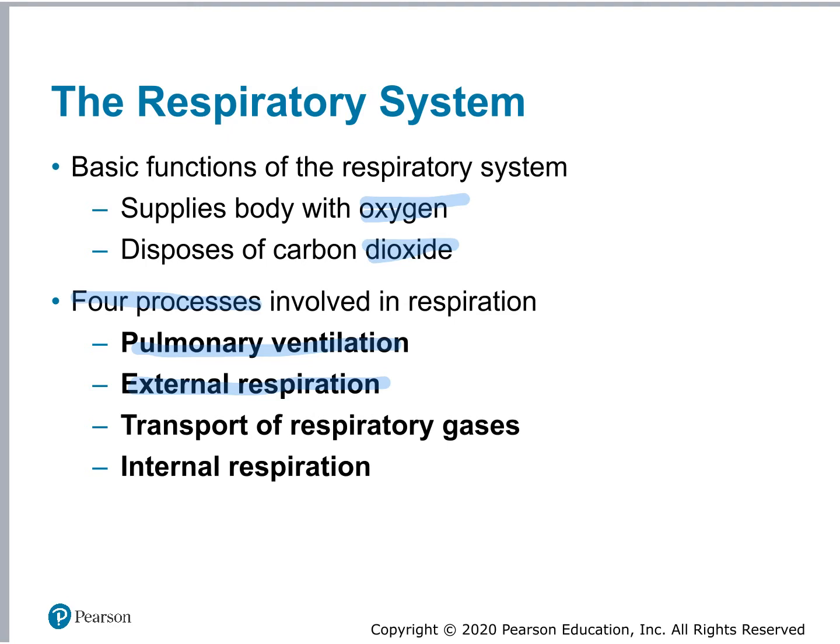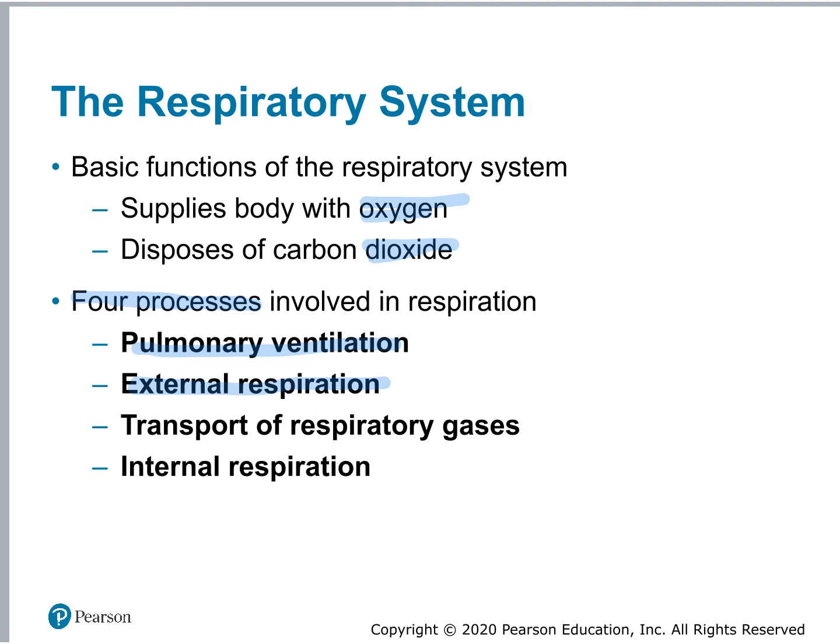We went over the pulmonary circulation earlier, I think in chapter 20. So external respiration is the exchange of gas between the lungs and the pulmonary capillaries. Oxygen is going to be going in, carbon dioxide will be going out into the alveolus.